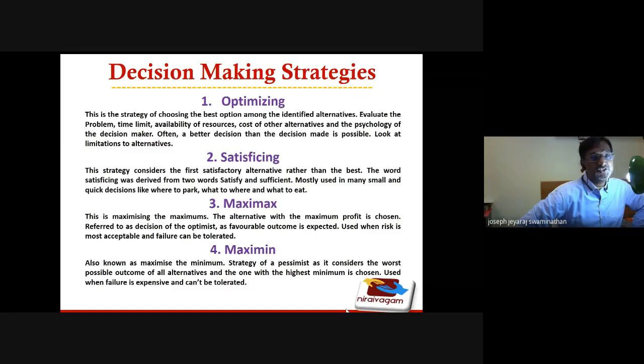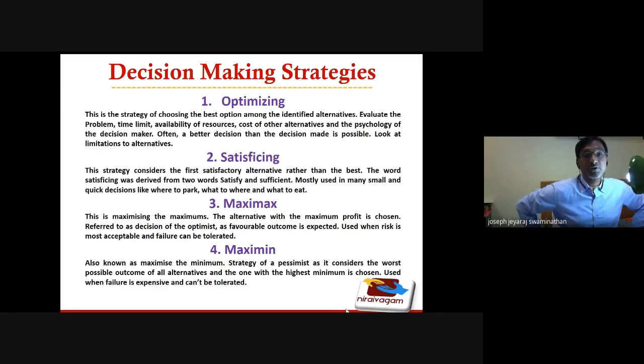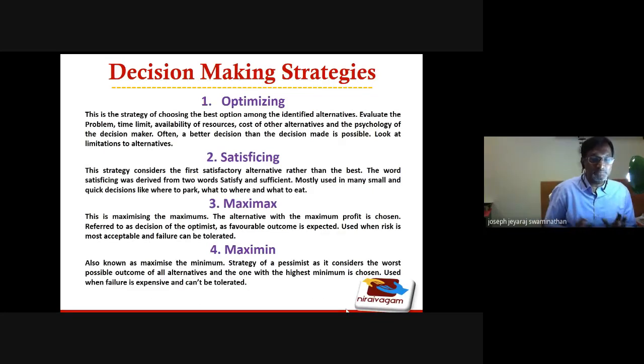The last decision-making strategy that I'm going to mention here is maximin, also known as maximizing the minimum. They say this strategy is used by a pessimist, not an optimist, because it considers the worst possible outcome of all alternatives and the one with the highest minimum is chosen. So the highest minimum. That means you are trying to reduce the problems. You are trying to reduce the issues. Instead, you are going to go for the best option when failure is expensive and can't be tolerated.